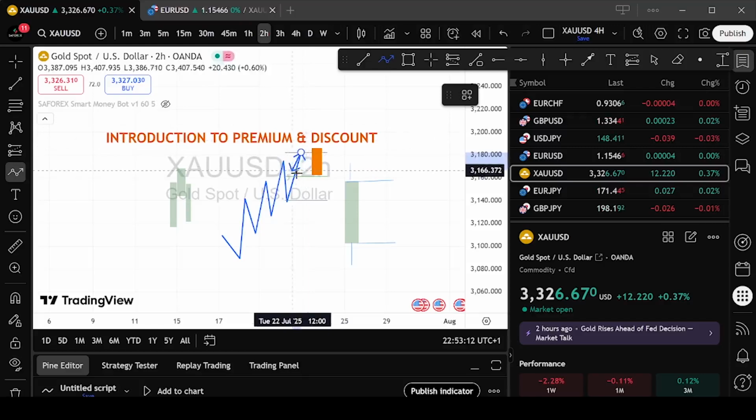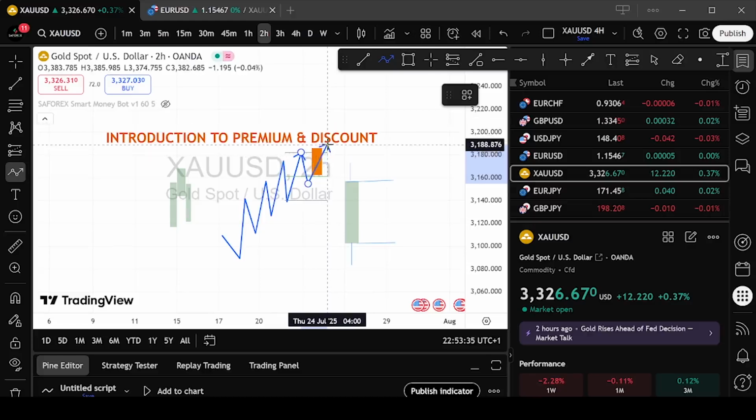You don't just jump in and buy once it's above 50%. You wait for price to come into the discount, or at this equilibrium, before you buy the market. And once you buy it, you'll be targeting the premium, that means this high or anything above the high.